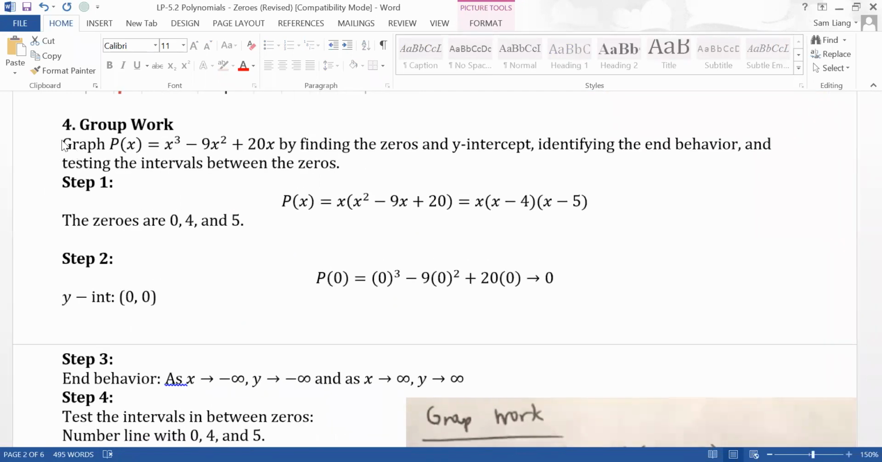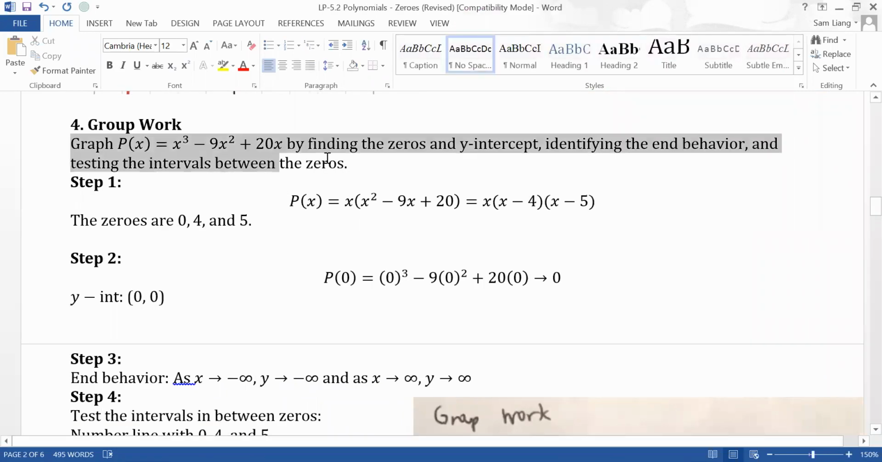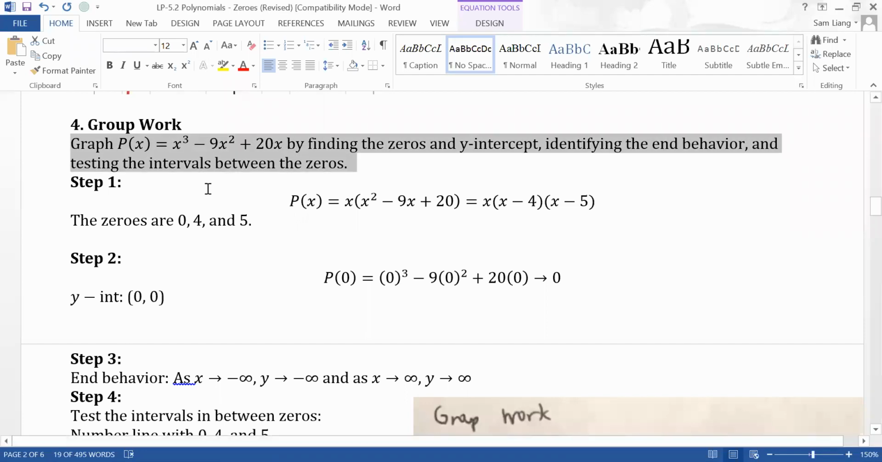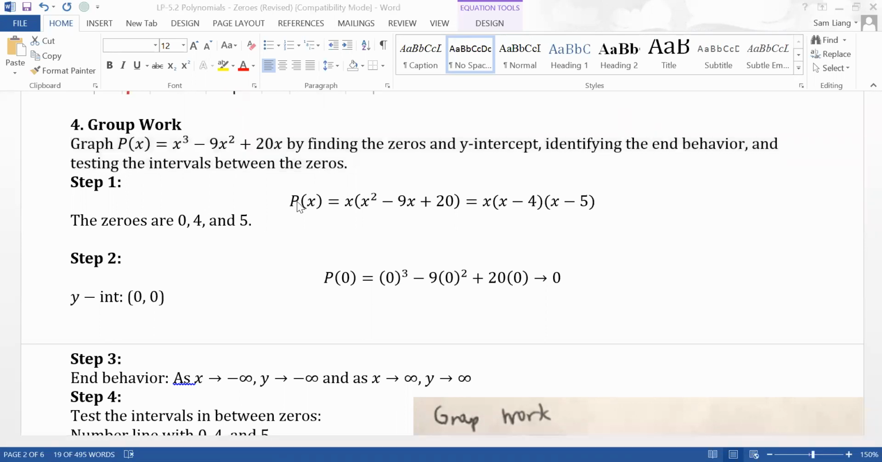All right, can I get a volunteer to read this question, please? Graph p of x equals x cubed minus 9x squared plus 20x by finding the zeros and y-intercept, and identifying the end behavior and testing the intervals between the zeros. All right, thank you for that.